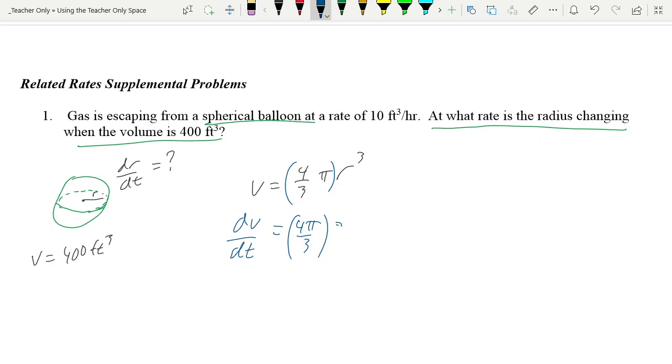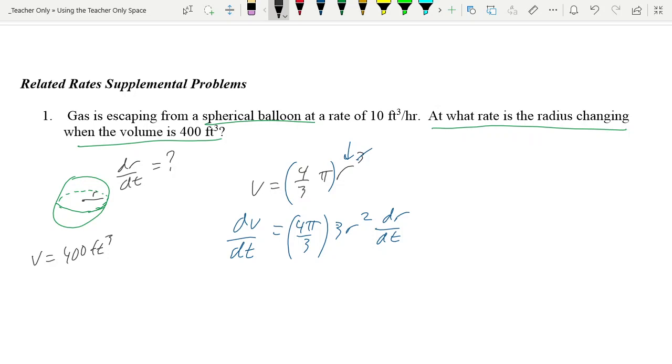We start by bringing 3 out to the front, subtracting 1. And now we say, all right, we did the cubed. What have I not done the derivative of? r. What's the derivative of r? Well, dr/dt. Fantastic. Now we sub stuff in. We say, what do I know? What do I have? What am I solving for?